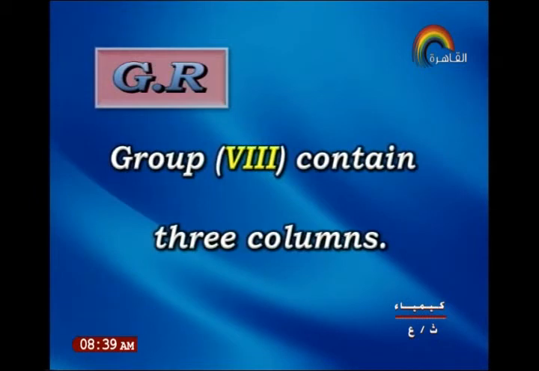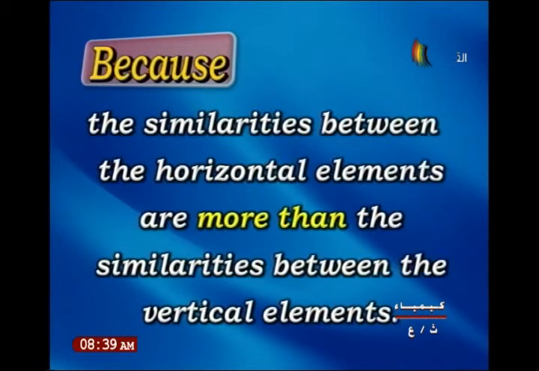My dear students, we have to give a reason at this point. Group 8 contains 3 columns. The reason for that is because the similarities between the horizontal elements are more than the similarities between the vertical elements.